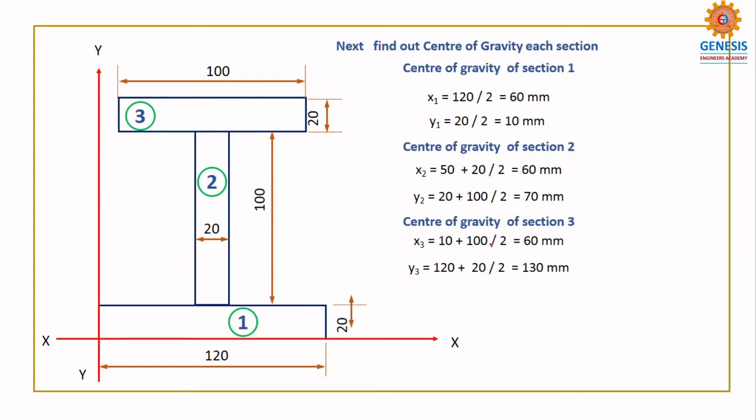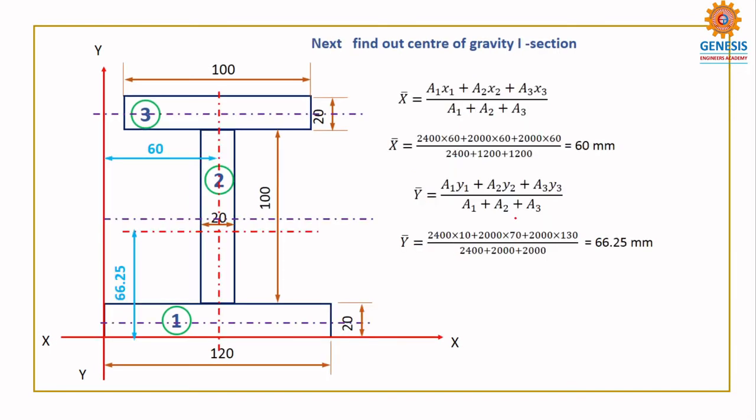Now I want to find the center of gravity of the composite section, the I section. What is that? The I section. All sections are added to form the I section, which is why these are all pluses.